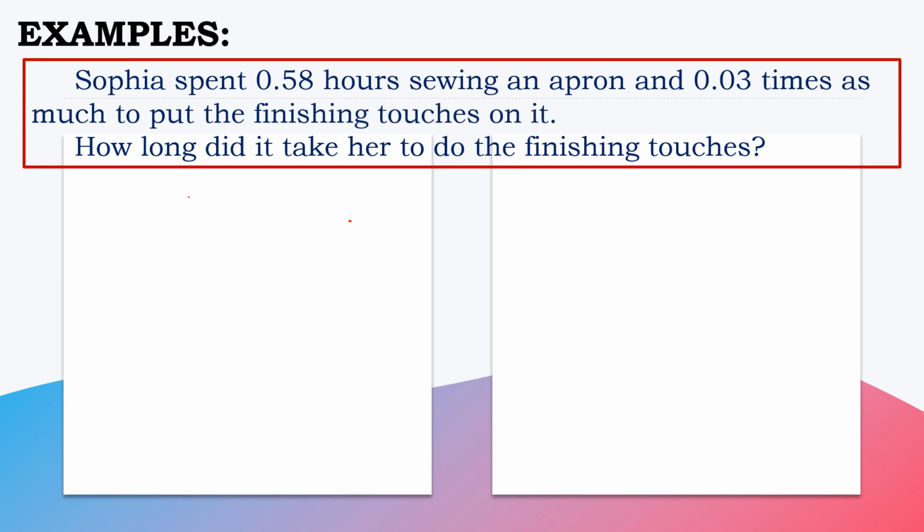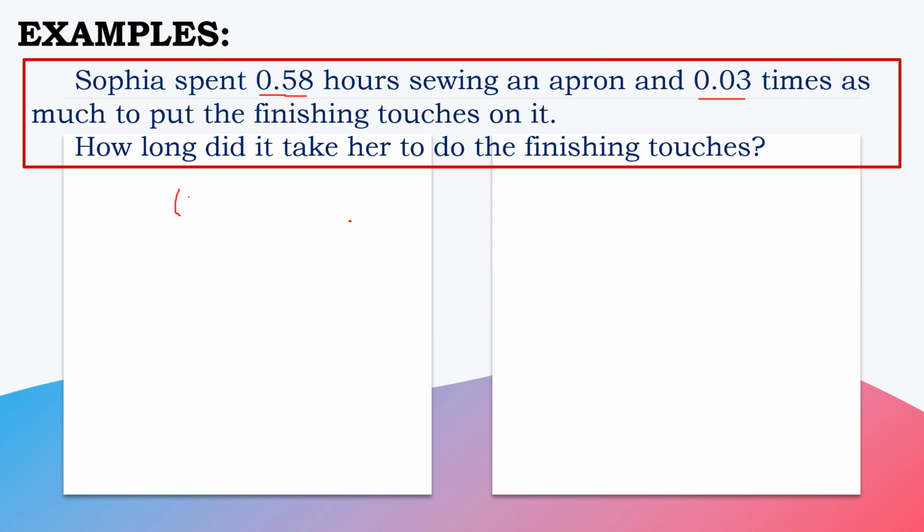In your module, there's an example word problem which shows the steps in multiplying numbers with two decimal place factors. So here is the word problem. Sophia spent 5,800 hours sewing an apron and 300 times as much to put the finishing touches on it. How long did it take her to do the finishing touches? So as you can see, children, ang ating factors ay 5,800 hundredths and 300. So isulat muna natin yung ating factors.